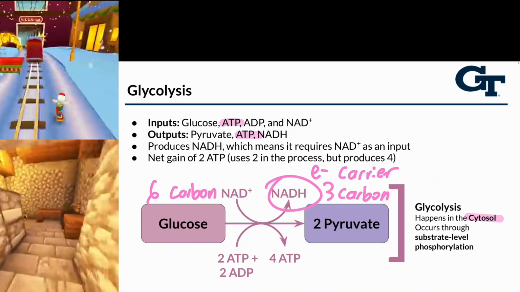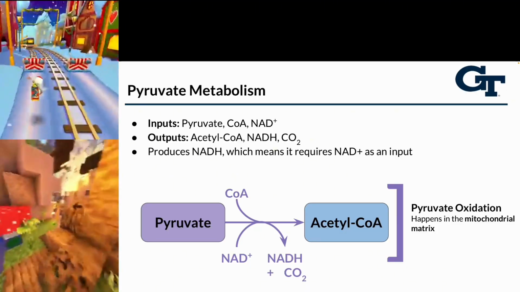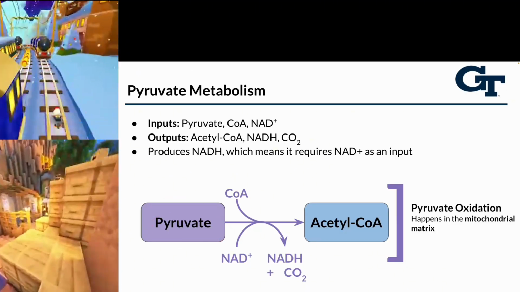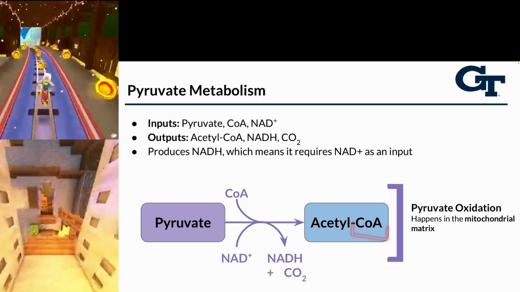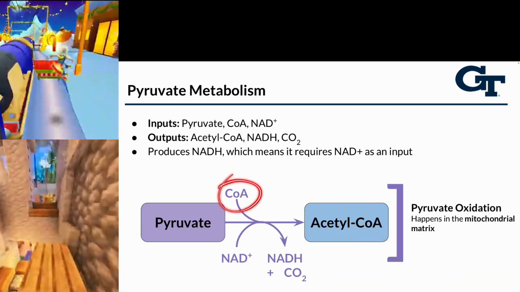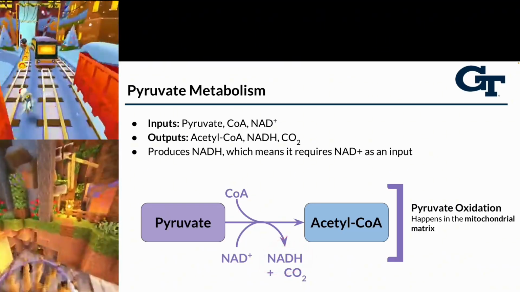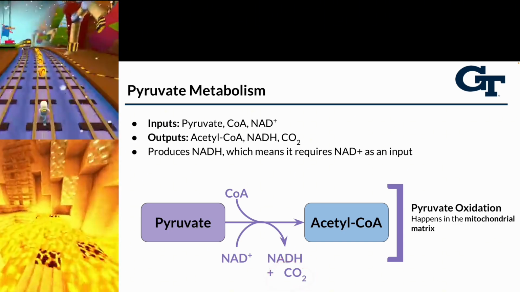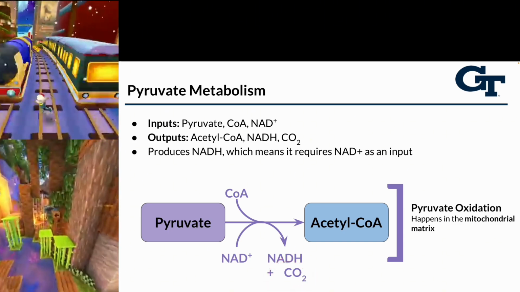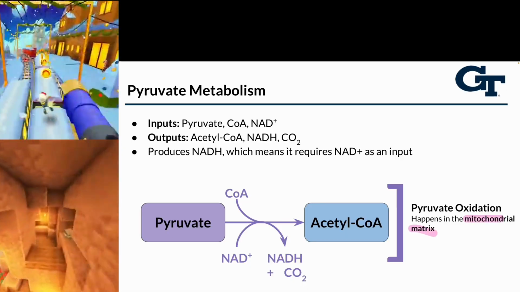So they're going to pass through the mitochondrial membrane, and we perform pyruvate oxidation. So we take those pyruvates and we turn them into acetyl-CoA. If we attach this CoA group, that would obviously mean that we have CoA as an input. And if we release NADH, we have NAD plus as an input, and we also release some CO2. And this is going to happen in the mitochondrial matrix. So we've entered inside the mitochondria.